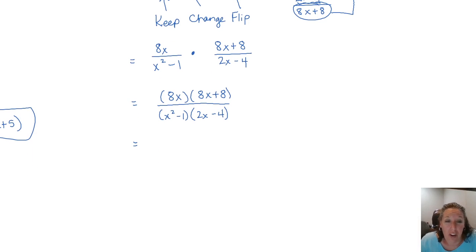8x, we can't factor it. We've got factors of 8 and x, and that's really all we can do with that for right now. 8x plus 8, however, we have another factor of 8, so we've got 8x times 8, and then if we factor an 8 out of 8x plus 8, we're going to get x plus 1. In the denominator, we've got x squared minus 1. That's a difference of squares. That's going to factor to x plus 1, x minus 1, and 2x minus 4.